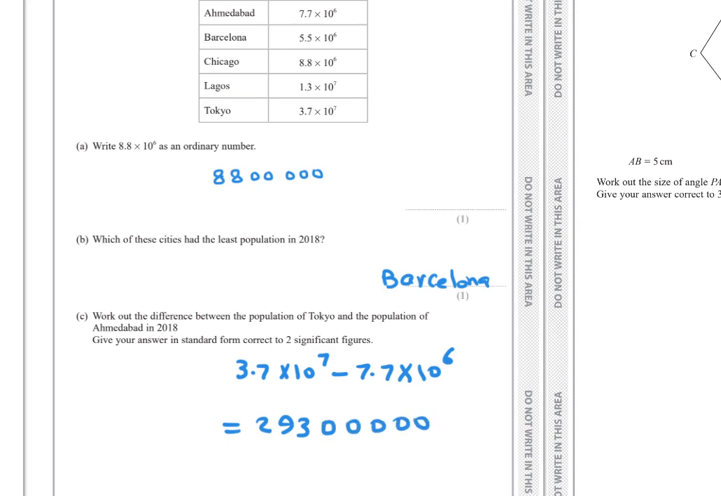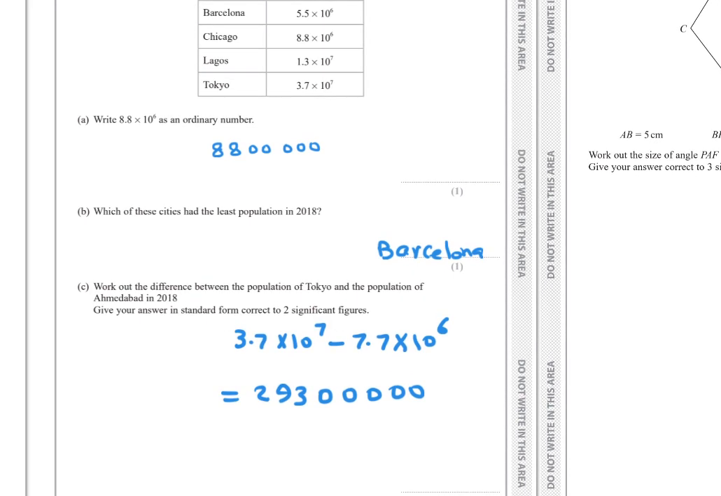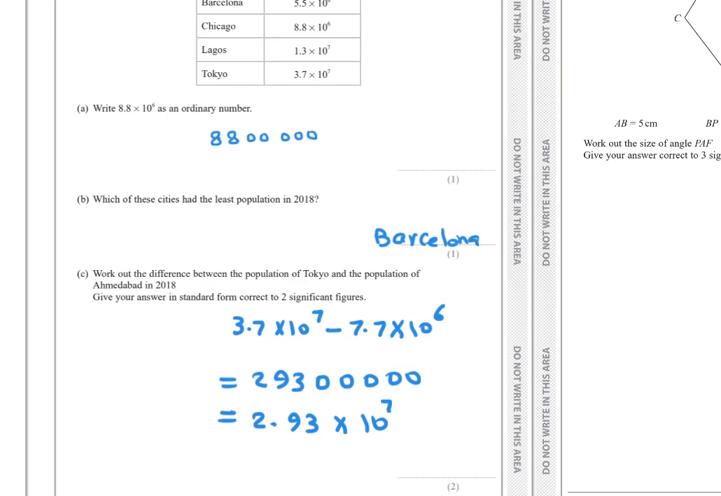So now you can write this number in standard form. 2.93 times 10 to the power 7. To two significant figures, so 2.9 times 10 to the power 7.